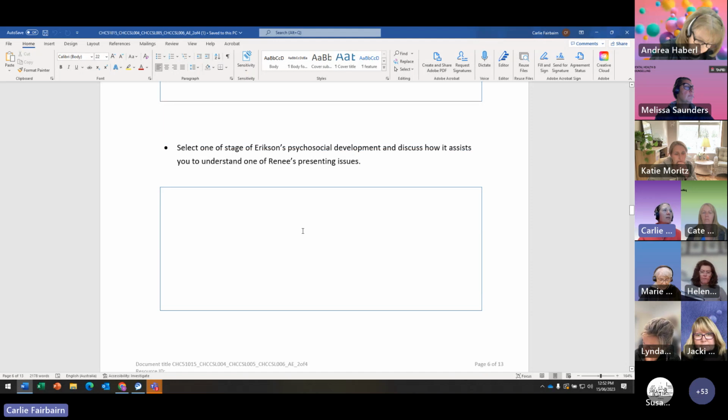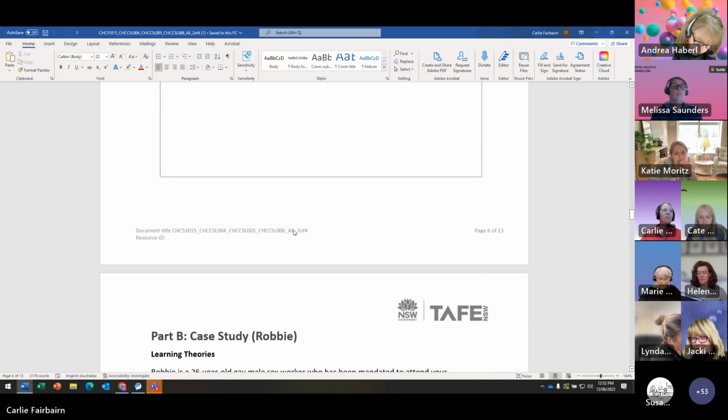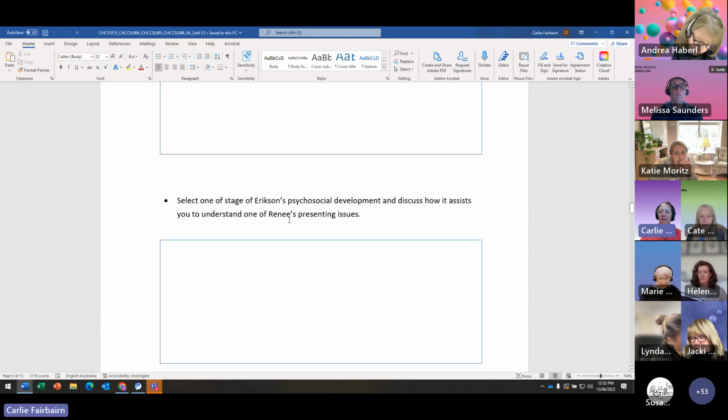And select one stage of Erikson's psychosocial development and discuss how it assists you to understand one of Renee's presenting issues. So you would have identified a few presenting issues for Renee. So just pick one, one of the reasons why she might be coming to you for support, and then discuss that using one of the stages of Erikson's psychosocial model. All right, that's the first case study.